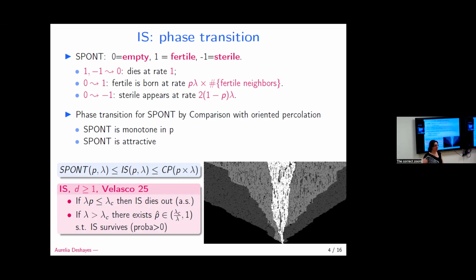You stated it for IS, but it's true for SPONT as well. Yeah, so it is true for SPONT. It's an easier proof for SPONT. But here we are interested in IS because it's harder for IS, because of the lack of monotonicity and attractivity. That's why I just write it for IS, but it's for IS and SPONT.